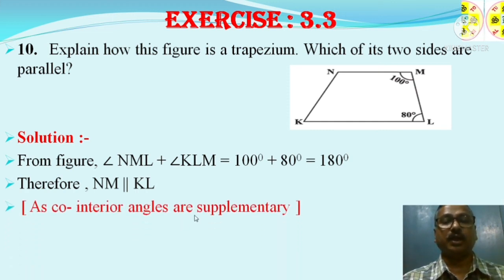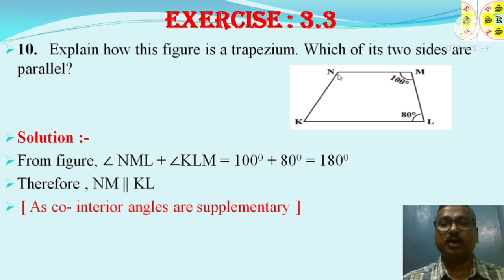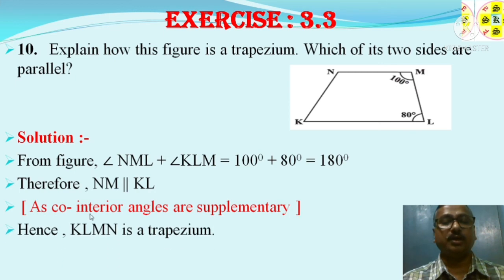As co-interior angles are supplementary, we can write that the lines are parallel. If the lines are parallel, that is one pair. The other pair is not required in a trapezium, only one pair of opposite sides needs to be parallel. So we can write, KLMN is a trapezium.